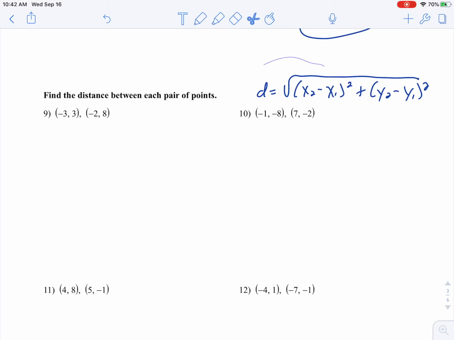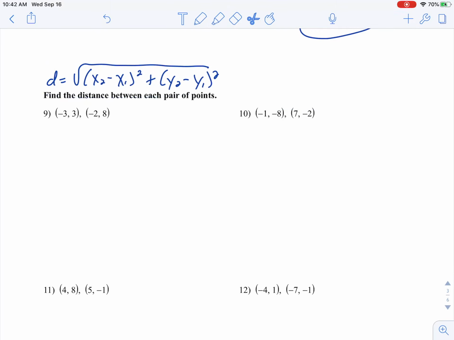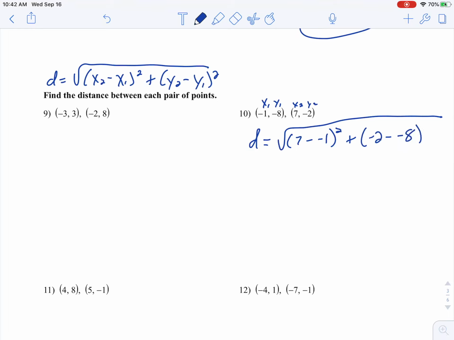Actually, I'm going to move this up here. Okay, so just call this x1, y1, x2, y2, and it's more or less plug and chug. So 7 minus -1 squared plus -2 minus -8 squared.